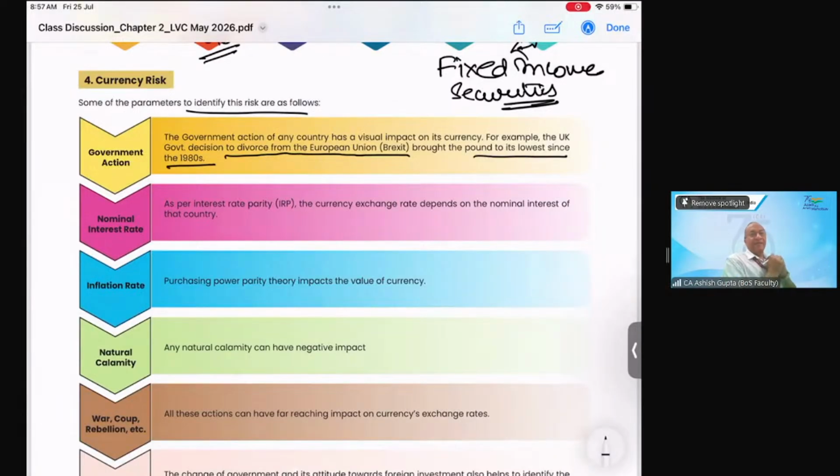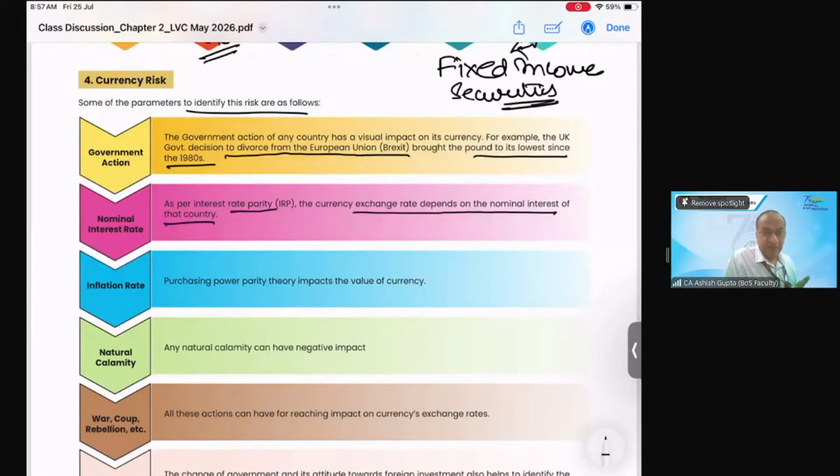I have given an example in my earlier class also, that Brexit, like government actions, sometimes indicate that there is a currency risk. Due to this reason, suppose any Indian investor has a huge investment in the UK, of course they are likely to suffer because the pound has become weaker. Then nominal interest rate parity: the currency exchange rate depends on the nominal interest rate.